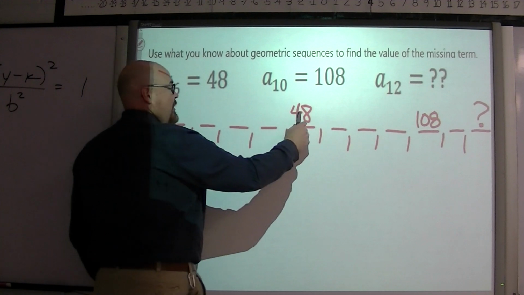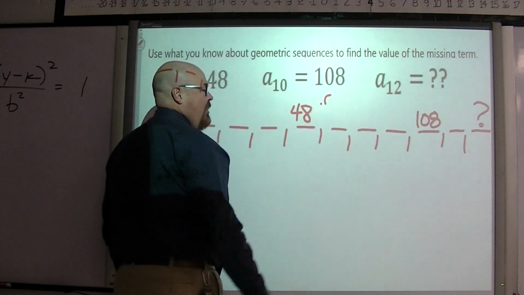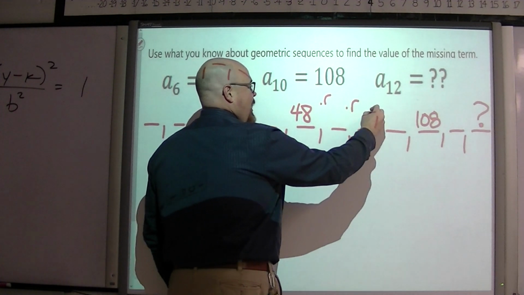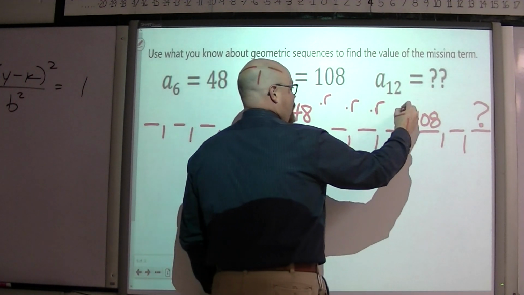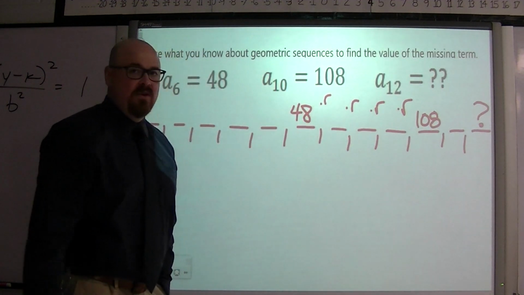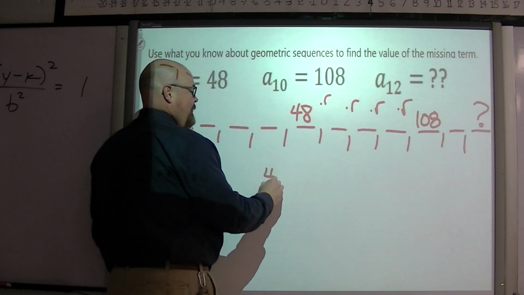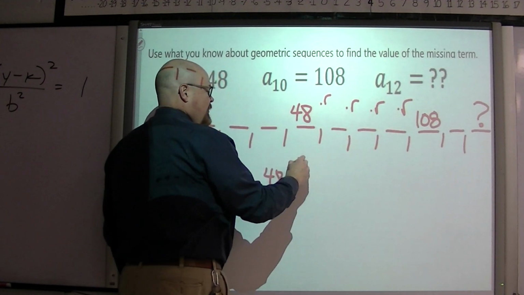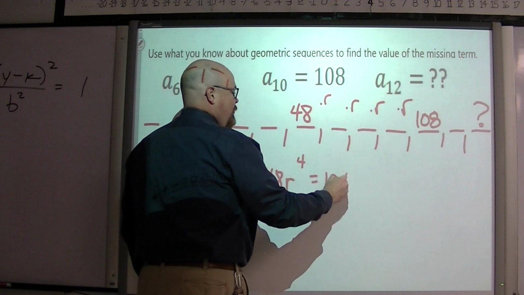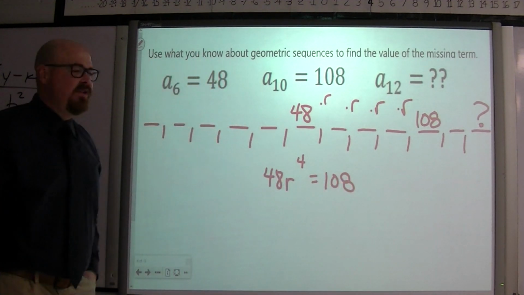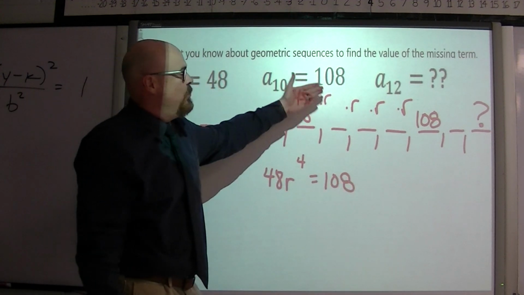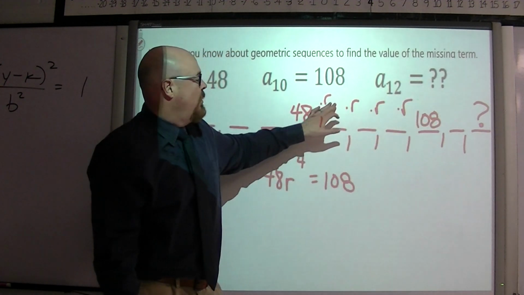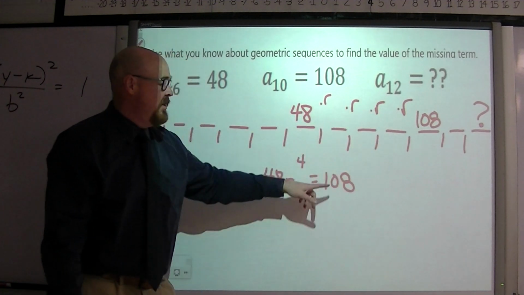So to get from this term to this term, I would multiply by r. Then at this term, I would multiply by r to get to here. I would multiply by r to get to here. I would multiply by r to get to there. So essentially what I'm doing is I'm taking 48, multiplying it times the common ratio to the 4th power, and that gets me to 108. Okay, so this is spelling it out and looking at it as that repeated process. So I could take this, multiply it times r 4 times to get that.